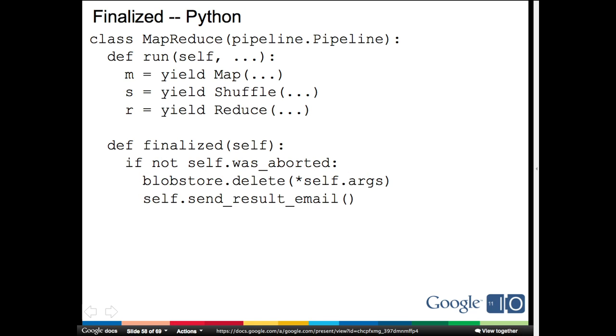And then finally, one before finally, there's finalized, which is sometimes you just got to do something when you're done. So with MapReduce, you always got to delete files when you're done. So the pipeline API just has that built in. Finalized, map, shuffle, reduce, and then delete all the blobstore files that were passed into this thing. So that's a primary feature of the system.